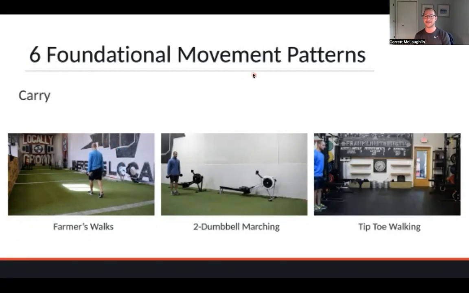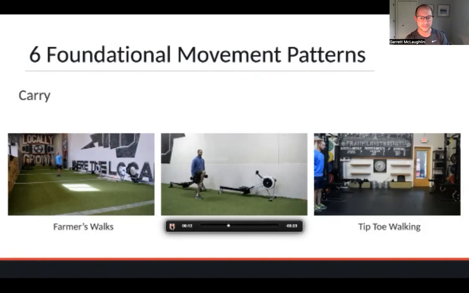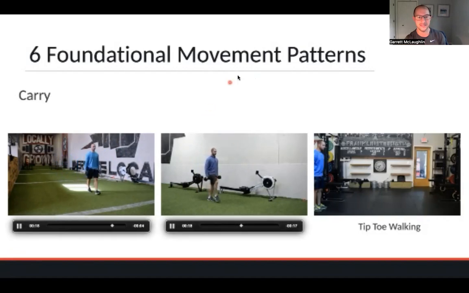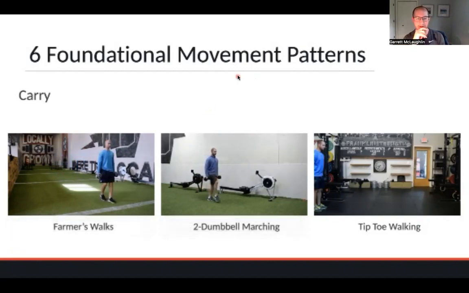Next one, and you'll notice with a lot of my training, we try to get on a single leg as much as possible. Going back to the demands of running, it is a single leg plyometric like activity. So if we can teach the body how to control itself on a single leg, you can see the speed and the difference between the farmer's walks and the marching.